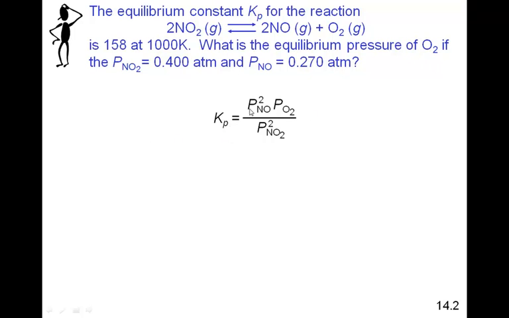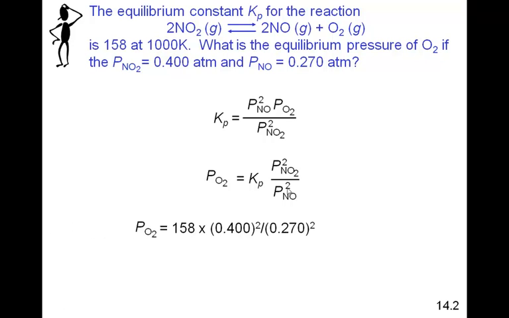But the K sub P is equal to the NO pressure squared, raised to its coefficient, times the pressure of O2 raised to its coefficient, divided by the pressure of the NO2 raised to its coefficient. And we can rearrange the equation to solve for the pressure of the O2. And of course, we have the K sub P, we have the pressure of the NO2, we have the pressure of the NO. We can just plug all those values in. And of course, since they're raised to their coefficients, we have to square them.